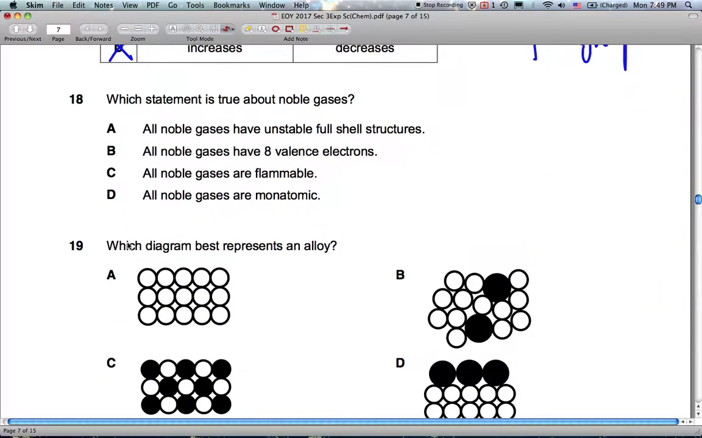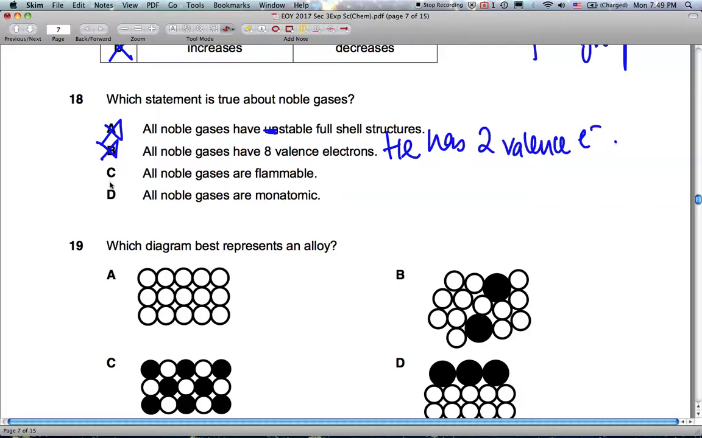Question 18. Which statement is true about noble gases? A, noble gases have unstable full shell structure. So it is not true. This is a stable full shell. So A is out. B, all noble gases have 8 valence electrons. This is incorrect, because helium is the exception. Helium has 2 valence electrons.